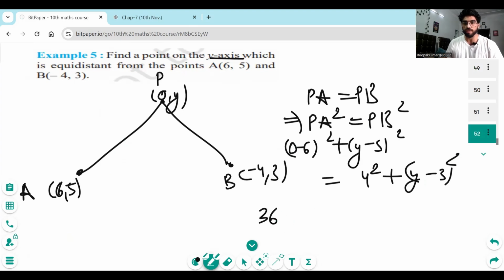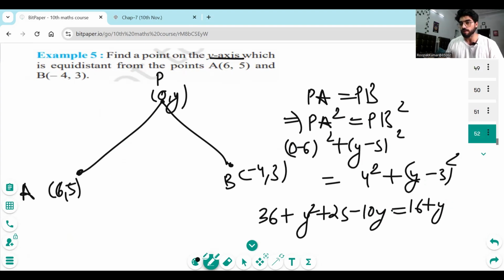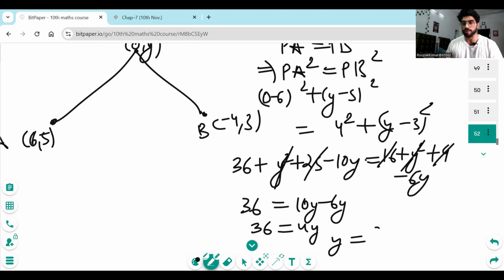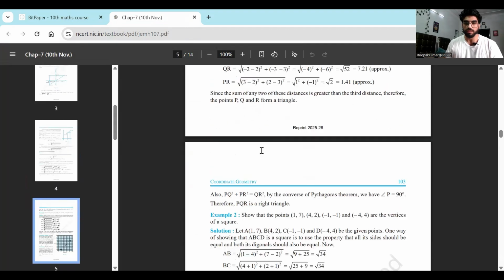So minus 6 whole square is 36, y minus 5 whole square, so a square plus b square minus 2ab, I'm writing directly. A square plus b square minus 2ab. Now y square is cancelling out. 16 plus 9 is 25, will cancel out with 25. Now what will happen? We'll take this constant and all the variables on the other side. So minus 10y will come plus 10y minus 6y, right? So now this is 36, this is 4y. So y will come out to be 36 by 4, which is 9. So 0, 9 we are getting. Let's check the answer. Is it correct?